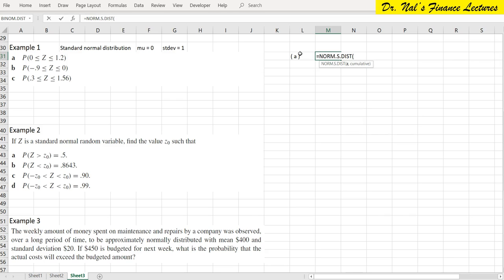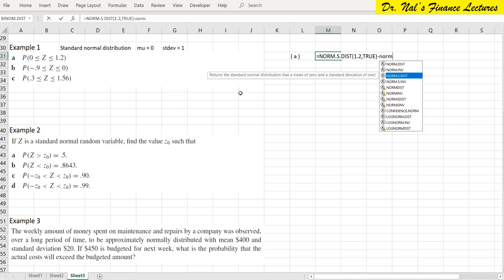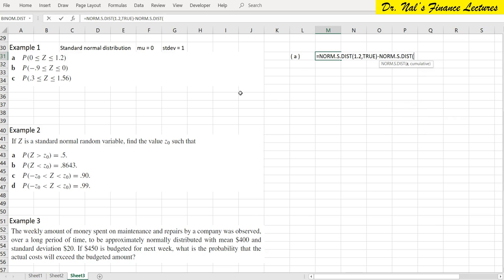Norm.s.dist, very straightforward. What is the Z? 1.2. From that, with cumulative true, I want to subtract all the ones which are to the left of 0. Norm.s.dist again, to the left of 0, true again.